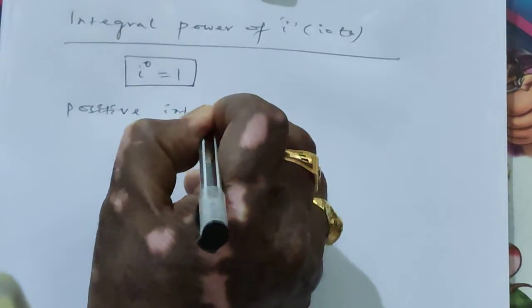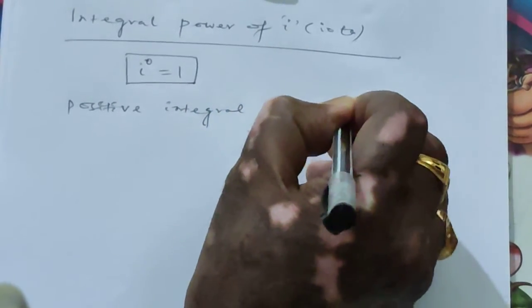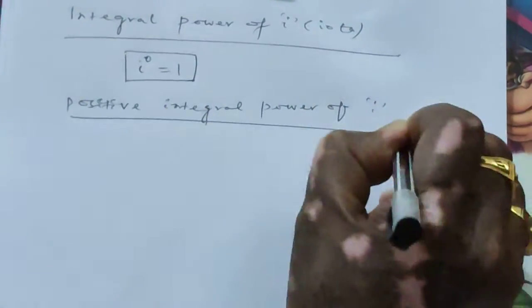Now positive integral power of i. i to the power 1 is root over of minus 1. i square equals minus 1, since i square equals root over of minus 1 whole square equals minus 1.